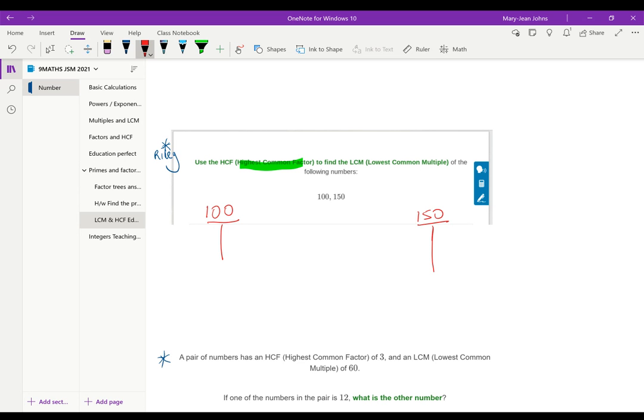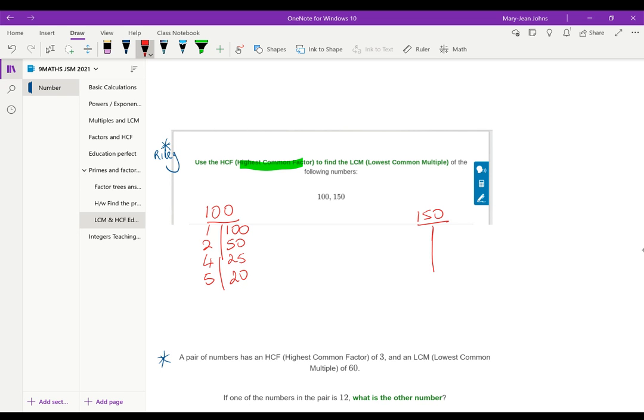So I know that I've got 1 times 100 goes in. It's even, so 2 goes in, 2 times 50. 3 doesn't go in because 1 plus 0 plus 0 is 1, which is not a multiple of 3. 4 does go in because I can halve it twice, so 4 times 25. I forgot 5. 5 does go in because it ends in a 0, so 5 times 20 is 100.